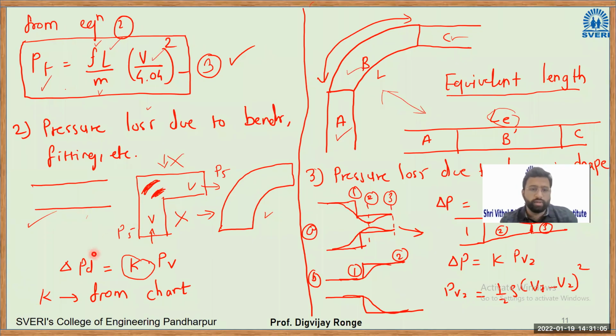In this case, the pressure drop due to bends and fittings will be given by K into dynamic head. K stands for the constant for that particular bend. If the bend is 90 degree, K value will be more. If bend is 45 degree, the K value will be less. If the bend is circular, in that case, K value will be very, very less. So K can be taken from chart.